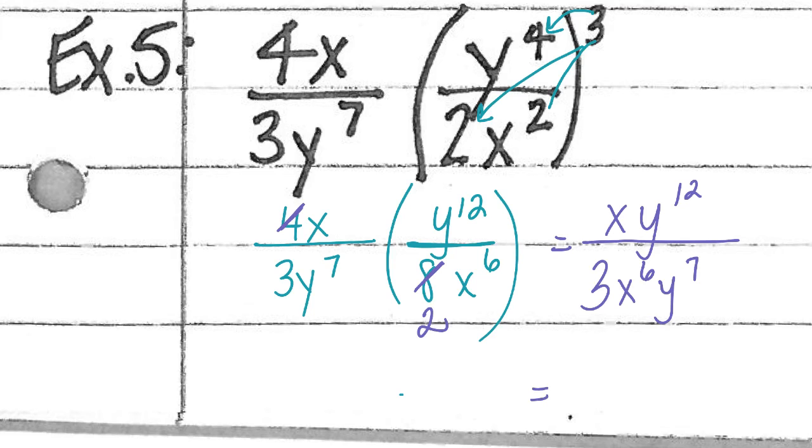Remember that this can continue to reduce, so I'm going to put 3 in the denominator. And notice I have x to the first and x to the sixth. So x's will go on top or bottom? Good, they will go on the bottom and be to the fifth power because 6 minus 1. And if I have y to the 12th and y to the 7th, top or bottom? Top. And it will be y to the 5th power.